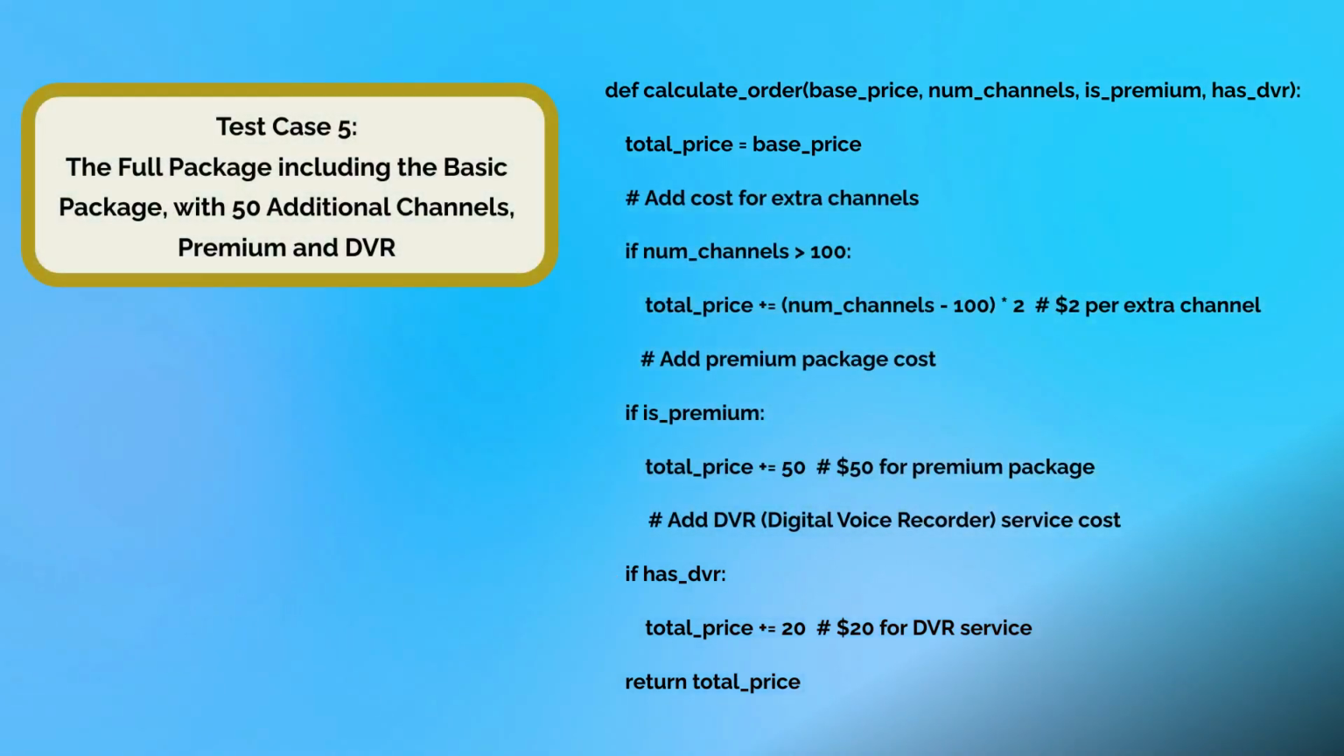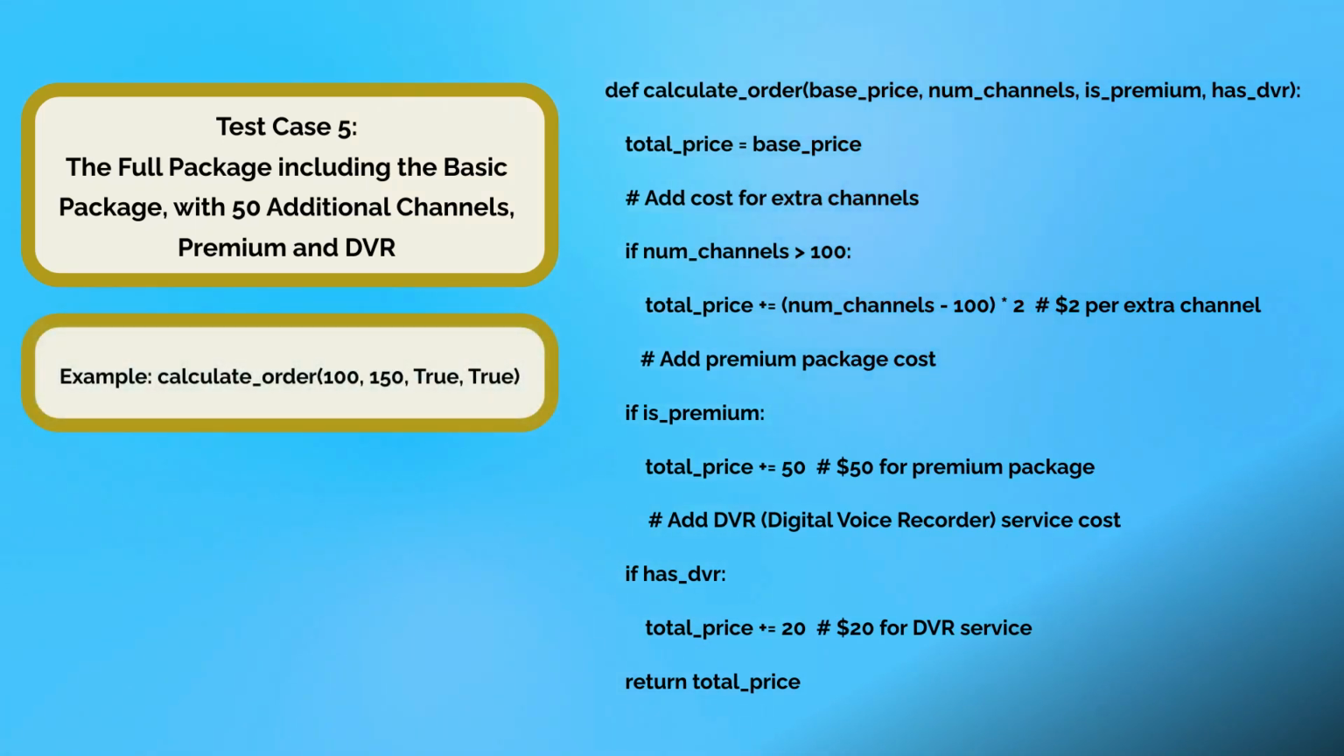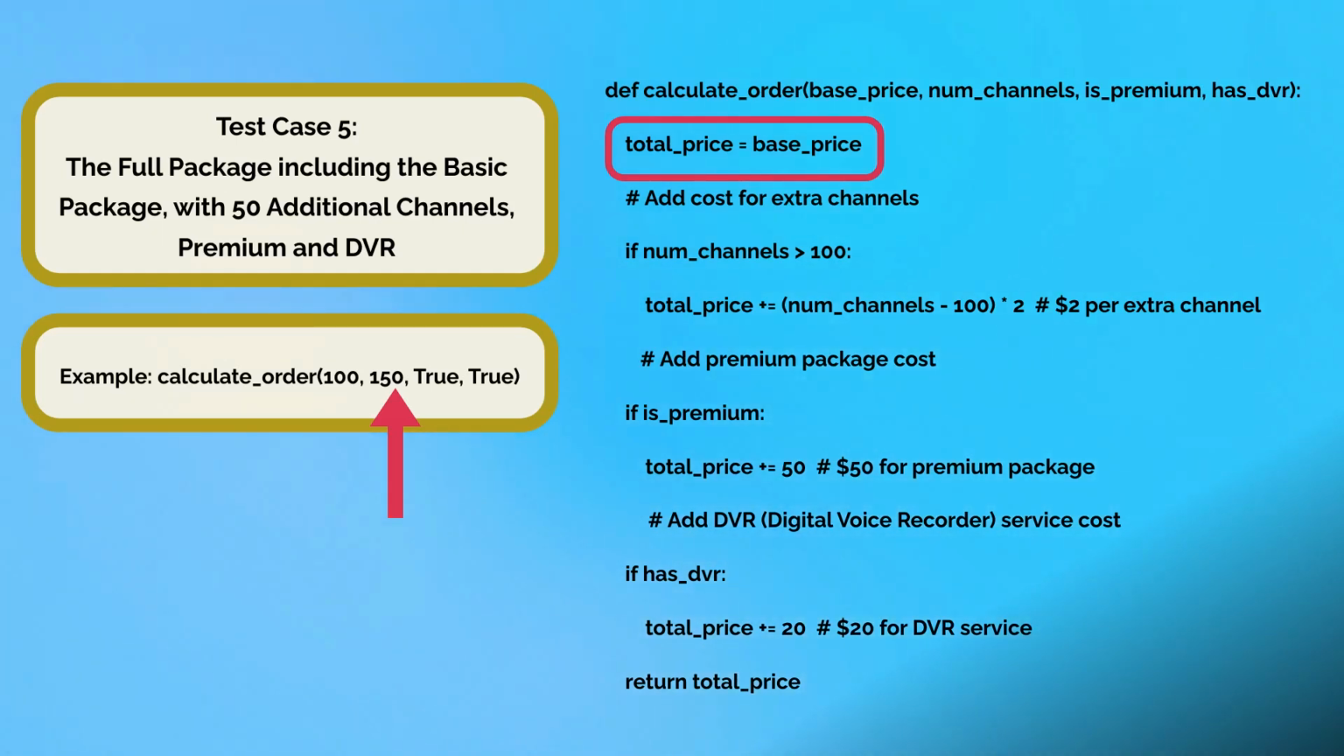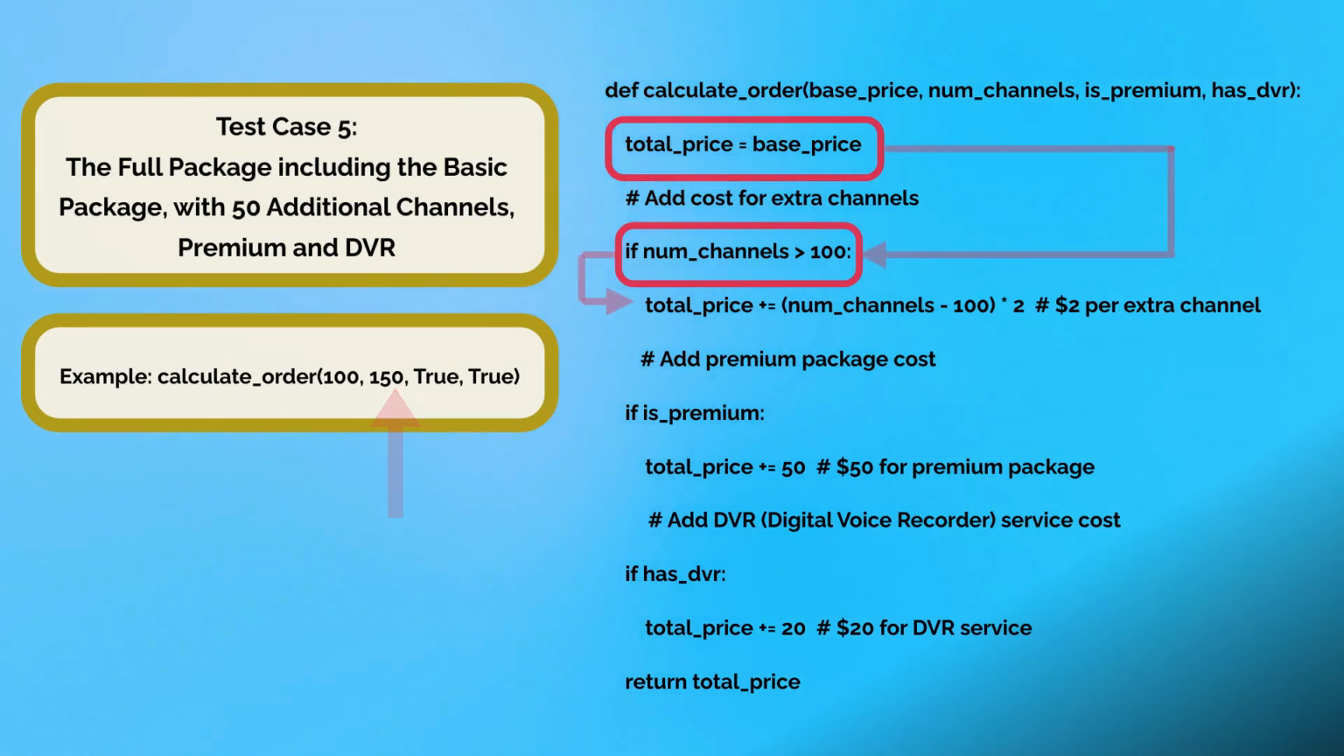Test case 5 is the full package. This consists of the basic package with 50 additional channels, premium, and DVR service. As we walk through the test calculations, we'll also build a picture of the path through the code. As with any order, there is a base price of $100, but the first thing to note is that 50 additional channels have been added. This exceeds 100 channels, so this piece of code will be exercised. So we can follow that path.